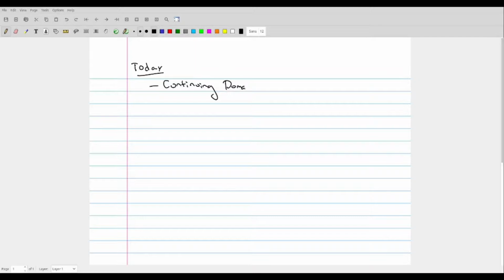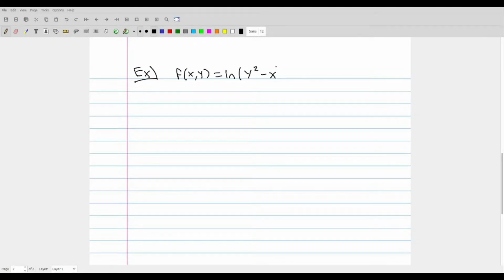Cool. So let's get into it by going into our first example. The example that I want to talk about is another multivariable function, where we want to find the domain and range of that multivariable function. So suppose we have the multivariable function f of x y is equal to the natural log of y squared minus x.